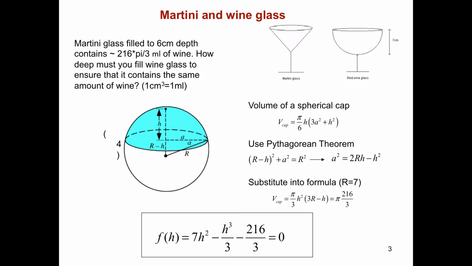So basically, once you actually do that, I am looking, and I will put R is equal to 7. I will put this on the other side to actually have a formula that says f of h is equal to 0. So I'm looking for h such that 7h squared minus h cubed over 3 minus 216 over 3 has to be equal to 0.